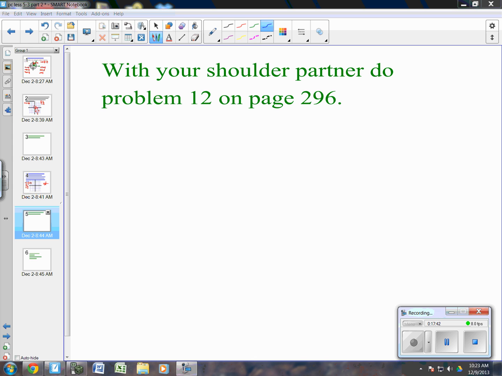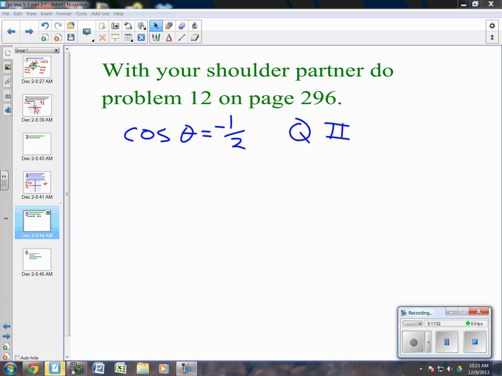Okay, on this one, we were given that the cosine of theta equals a negative 1/2. Is that correct? Yes. And that we're in quadrant 2, right? Well, there's an easy way to do this one, and there's a longer way to do this one. I think most of you guys did it the longer way. Okay? But let's do it the longer way first, and then I'll show you the easier way. Because since most of you guys did it that way.